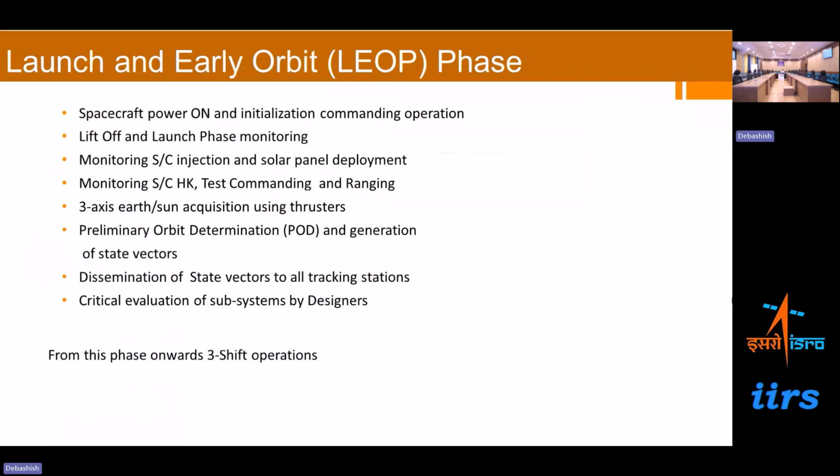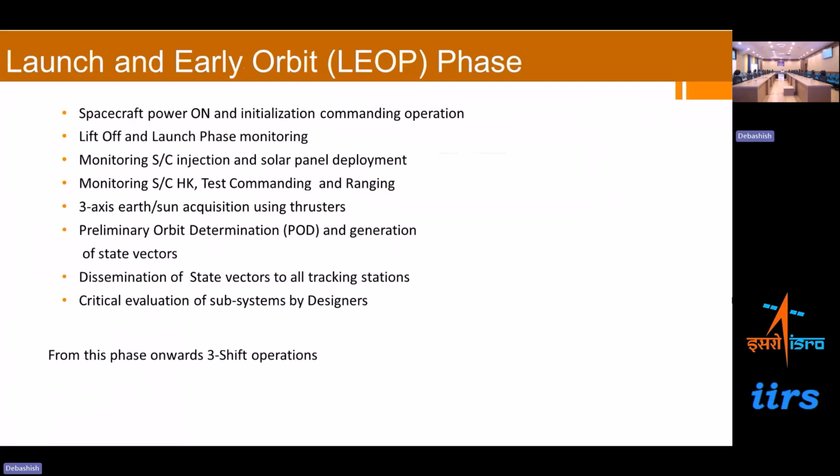Okay, now moving on to another important part. This is the launch and early orbit phase. I thought I'd talk about it a little more. This is the time when you see the launch. What are all the things that happen on the launch day? The launch day, we typically call the launch and early orbit phase.